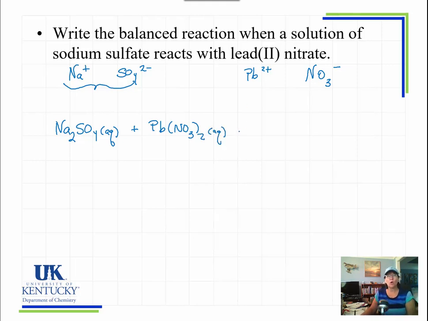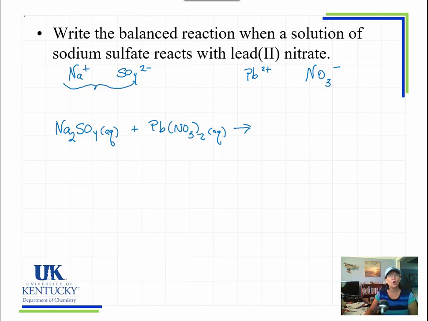Now we're ready to do the partner swap to figure out the products. And here is where the misconception comes in. Students see these subscripts, okay? The 2 for the sodium and the 2 for the nitrate. And they remember me saying you cannot change subscripts. Well, you can't change subscripts when you're balancing.